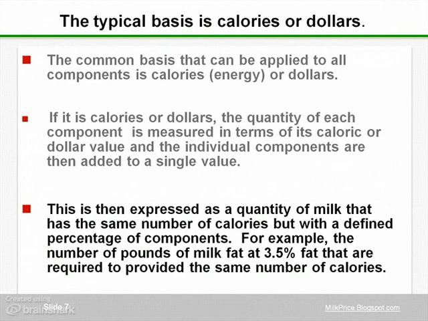This is then expressed as a quantity of milk that has the same number of calories, but with a defined percentage of components. For example, the number of pounds of milk fat at 3.5% that are required to provide the same number of calories. In all cases, the equivalent value of energy or revenue can be expressed in one simple index, milk equivalent. An example would be to equate 80 pounds of milk at 3.7% fat to 82 pounds of milk at 3.5%.